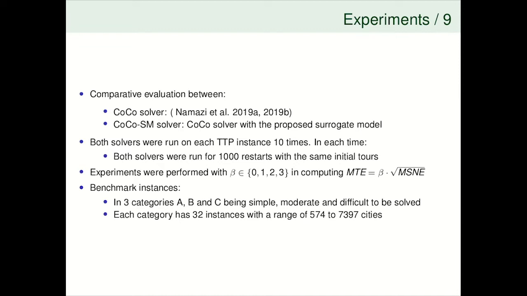Benchmark instances were put in three categories, A, B, and C, being simple, moderate, and difficult to be solved. Each category has 32 instances with a range of about 600 to more than 7000 cities.